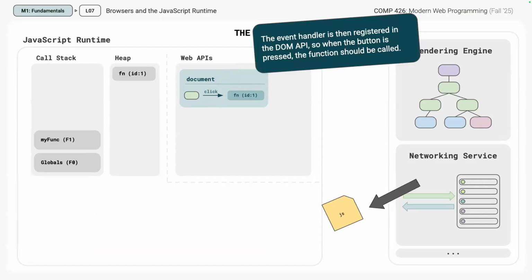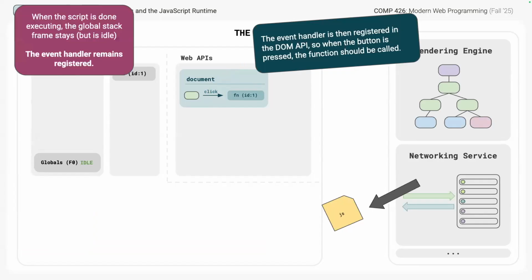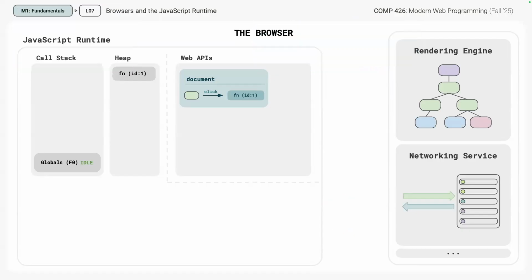Jumped ahead of my blur, my little pop-up here. So again, we register that event handler. And then we get to a point where our script is done running. We ran our script top to bottom. We've set up our event handler. And now our global frame is idle, meaning there's nothing currently running. And now we're just sitting there waiting for the user to interact with our website or our button.